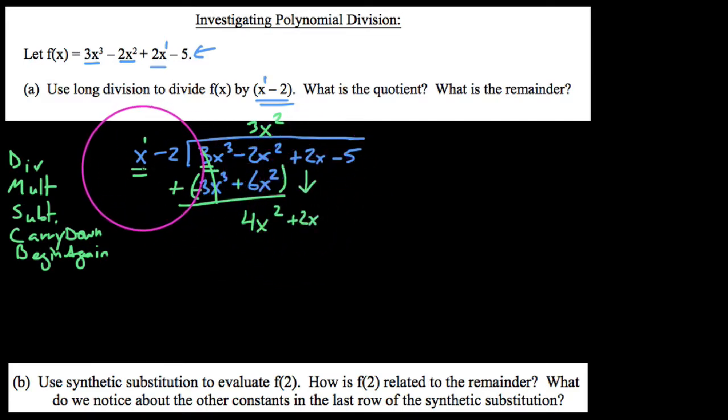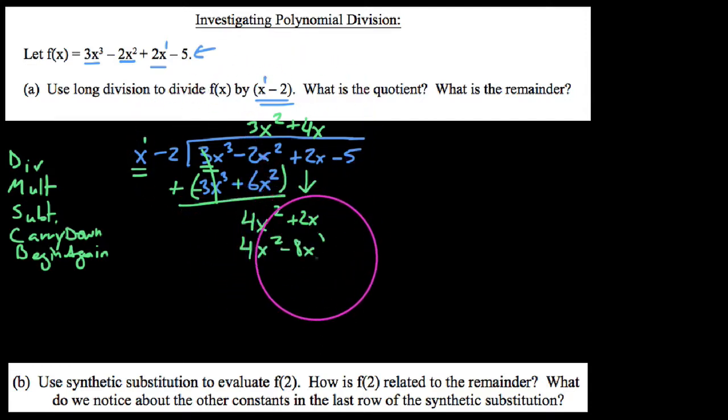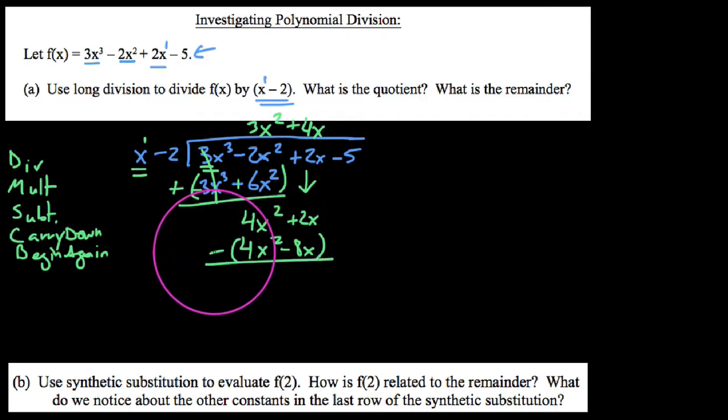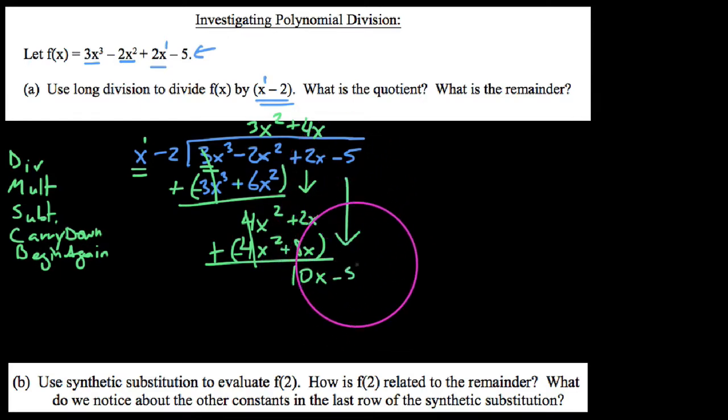And we'll begin again. We say, now, how many times is x squared going to 4x squared? What could I take times x squared to get 4x squared? Well, we'd have to take it times a positive 4 and another x. So we say, well, 4x times x is 4x squared, but 4x times a negative 2 is a negative 8x. So we're going to subtract now all of this. So add the opposite. So these cancel. I get left with 10 x's. We'll carry down our negative 5, and we'll start up again.